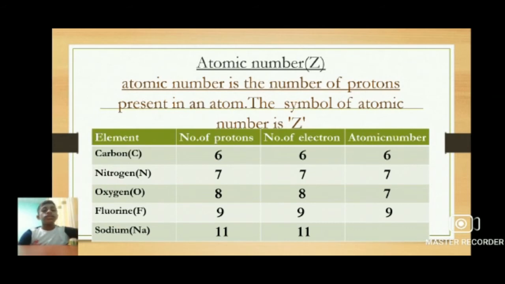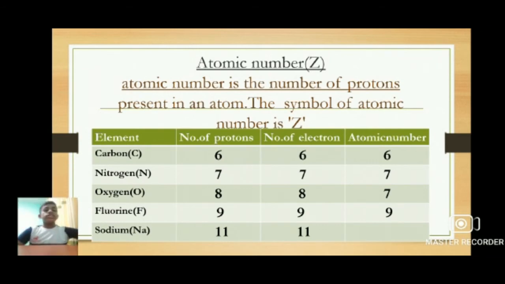Okay, now we identify the atomic number. Atomic number is the number of protons present in an atom. What is the symbol that denotes the atomic number? The symbol of atomic number is Z. I have given you 5 elements and their atomic numbers. First is carbon, denoted by C. The number of protons is 6 and the number of electrons is 6, and the atomic number is also 6 because the number of protons is the atomic number.